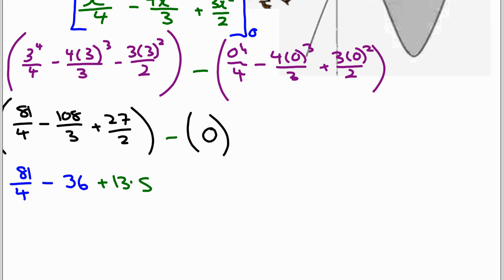If you put 13.5. So 81 divided by 4, 20.25, yep. I did 20 and a quarter, minus 36, plus 13 and a half. You could try this if you want, or you could turn them into common denominators, that's also okay. No, I just added them.